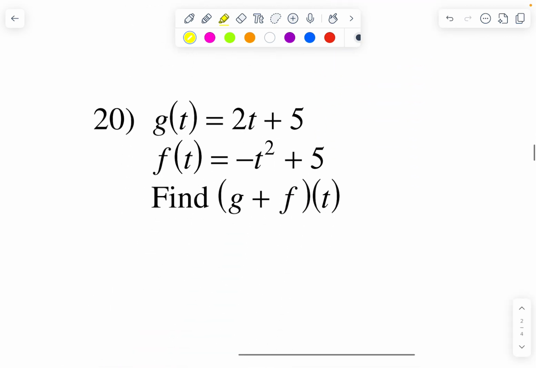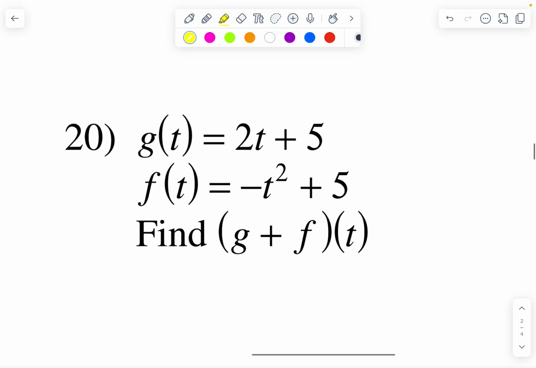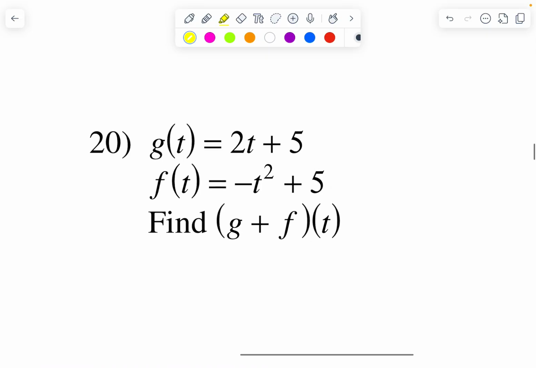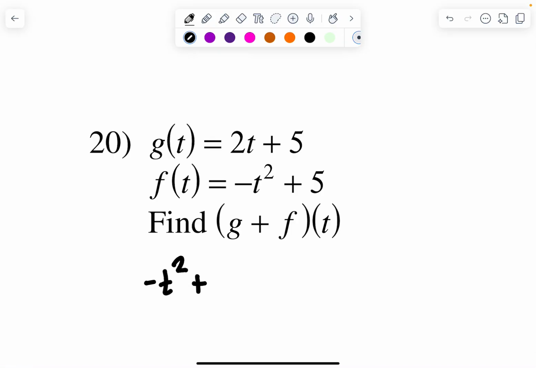Looking at number 20, find g plus f of t. So I'm just adding them together, combining like terms. I don't have any other t squares, so that's just going to be negative t squared plus 2t, and then the 5s will combine to equal 10.